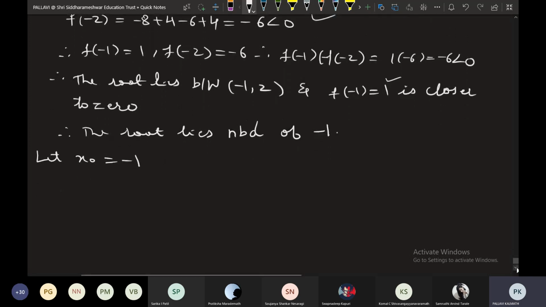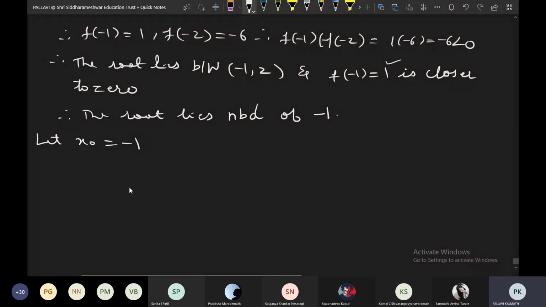Is the example clear, all of you? When the root lies between -1 and -2, it should be minus 1 to minus 2. Okay, make it minus 2.